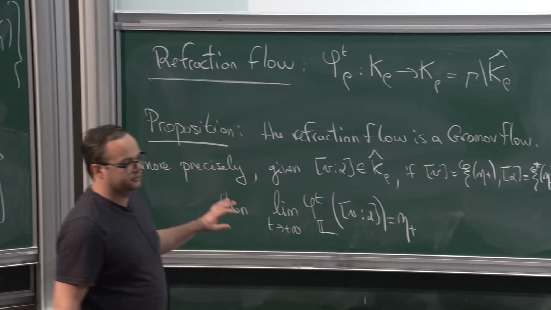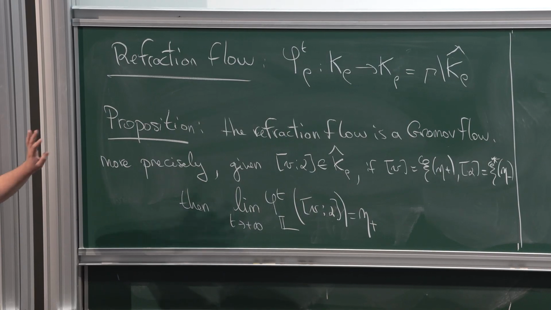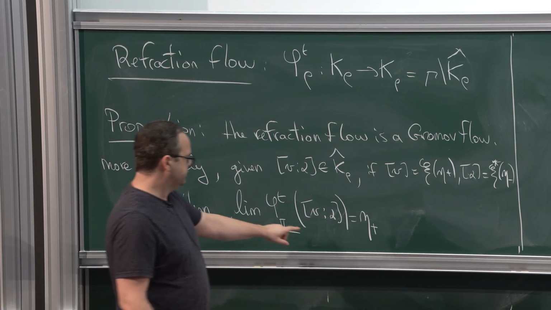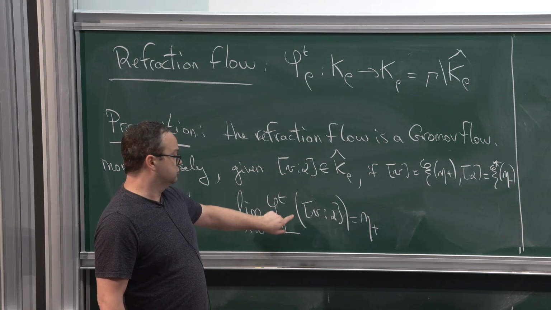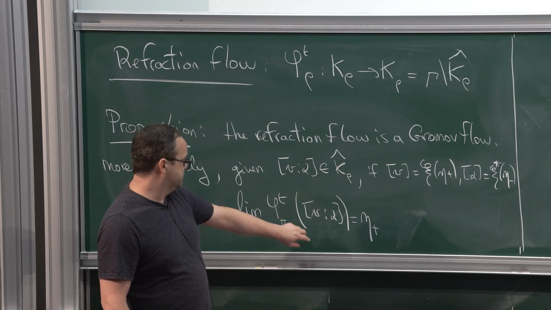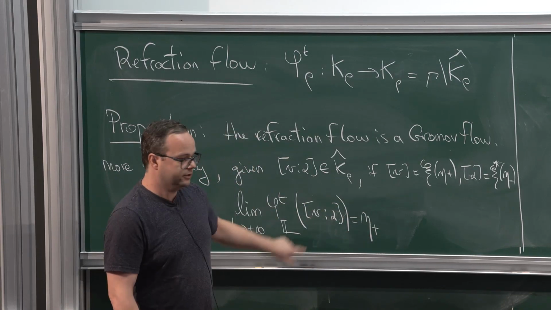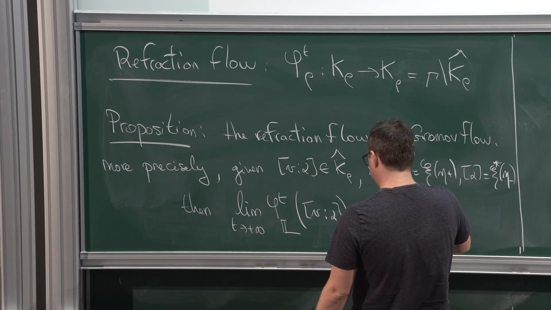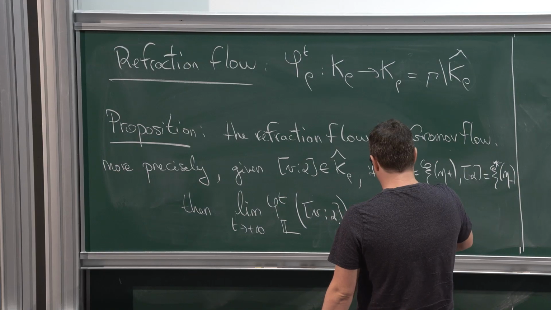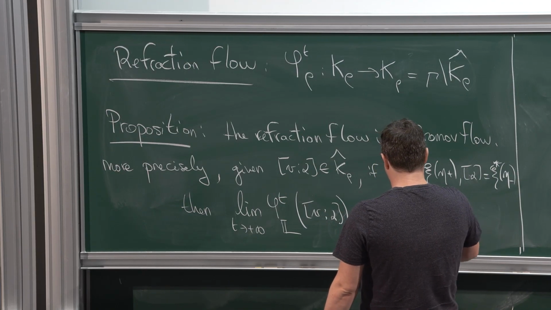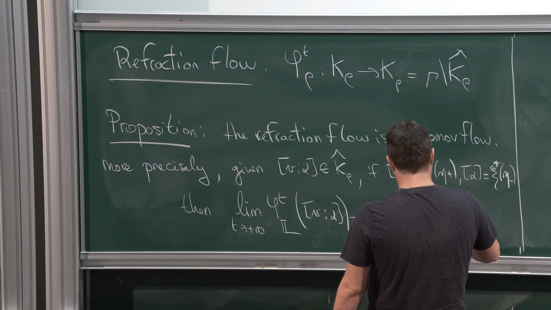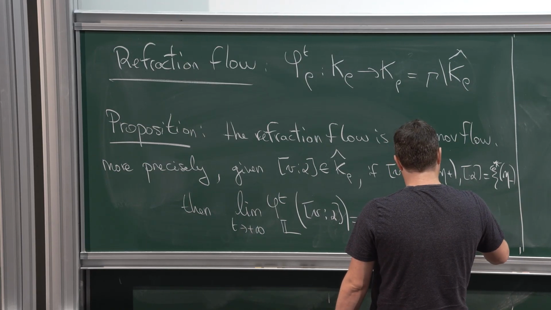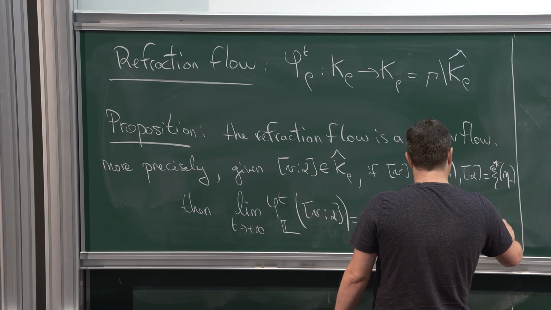And we defined these limits for Gromov flows as being in the boundary of gamma. So the point in the boundary of gamma that you'll get for the limit as t goes to plus infinity is just the point eta plus that corresponds to v, and same for minus infinity, you'll get eta minus.